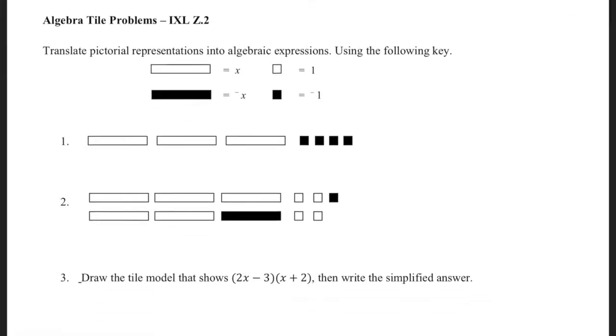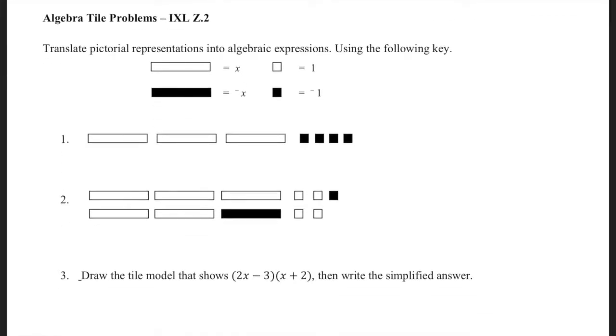We're going to start with the algebra tile problem. One of the things that you needed to be able to do was to represent algebraic expressions with algebra tiles and translate algebra tiles. So it's very important that you pay attention to the key. You see that the white bar represents x, the white square represents 1, the black bar represents negative x, and the black square represents negative 1.